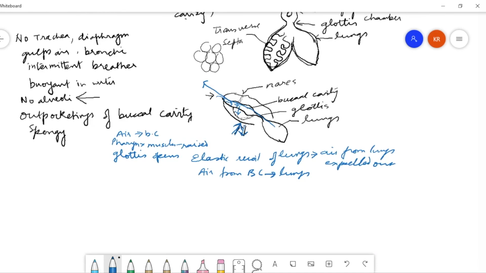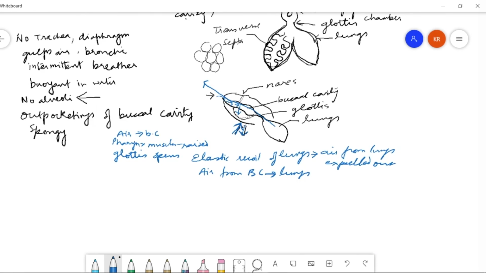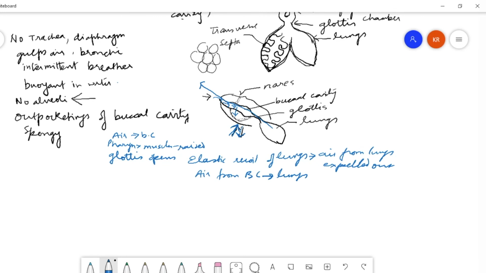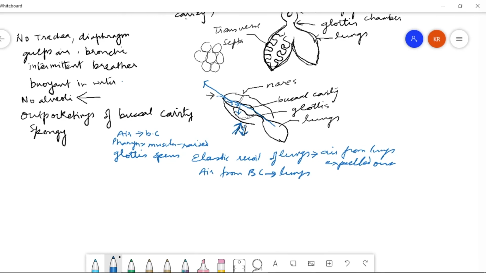So as we said over here, that it gulps air and it is used more for remaining buoyant in water. And because it is also using the skin for its respiration, the lungs are not as efficient as compared to other groups. So I hope that we have understood this part of lungs in frog.